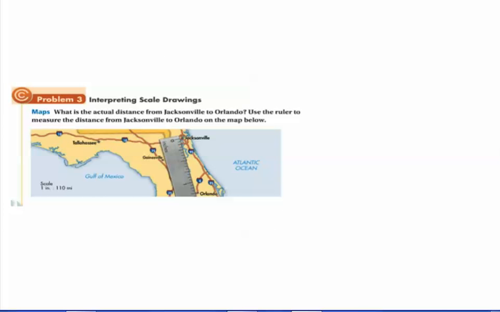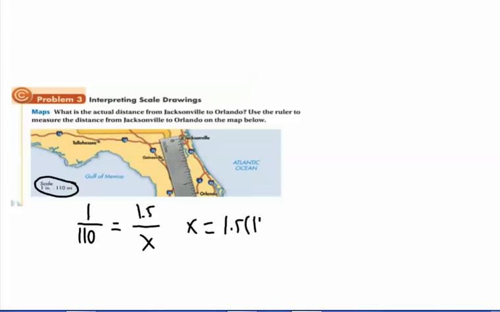All right, interpreting scale drawings. What is the actual distance from Jacksonville to Orlando? Use the ruler to measure the distance from Jacksonville to Orlando on the map below. Now, you can see here this scale map, 1 inch is 110 miles. So I'm going to say 1 over 110. This is inches, so equals, I don't know how many miles it is from Jacksonville to Orlando, but I can see that it's 1.5. So now I cross multiply. x equals 1.5 times 110.